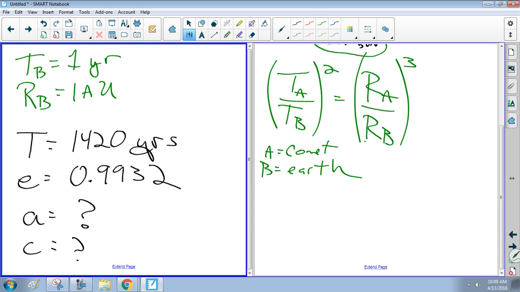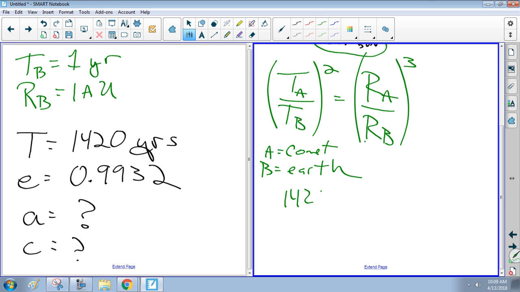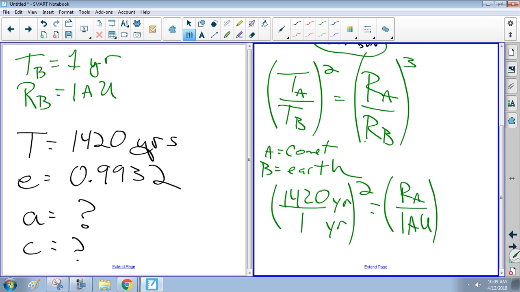Okay, so now we can solve this thing. The period of the comet is 1420. The period of the Earth is 1 year, the years cancel. That equals the radius of the comet, which is what I'm looking for, over the radius of the Earth, which is 1 AU, cubed. Do you guys agree that we can solve that, right?